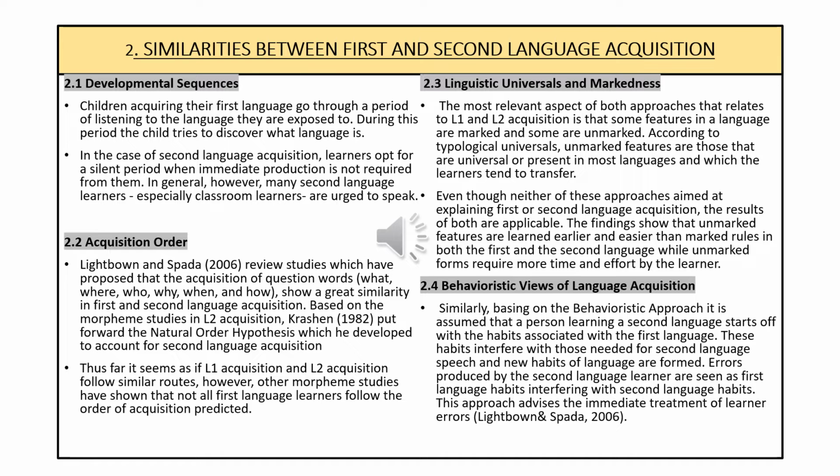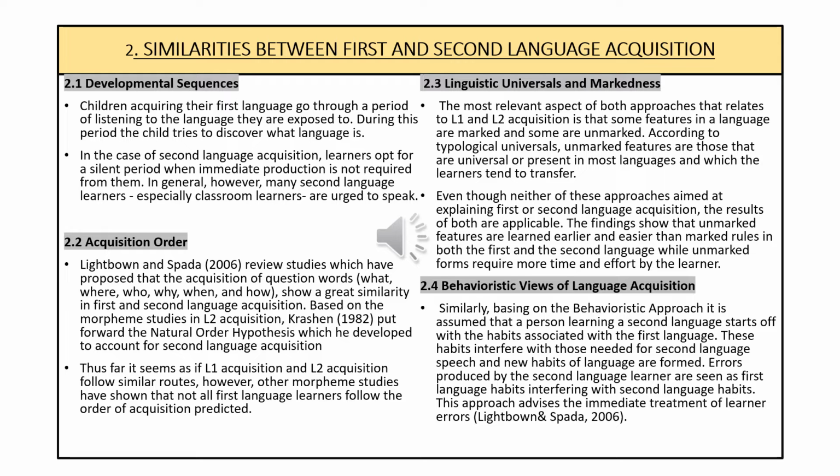In 2.2, acquisition order, Lightbown and Spada in 2006. Studies which have proposed the acquisition of question words what, where, who, why, when and how show a great similarity in the first language and in the second language. Thus far, it seems as if the first language acquisition and the second language acquisition follow similar routes. However, the morpheme studies have shown that not all first language learners follow the order of acquisition predicted.